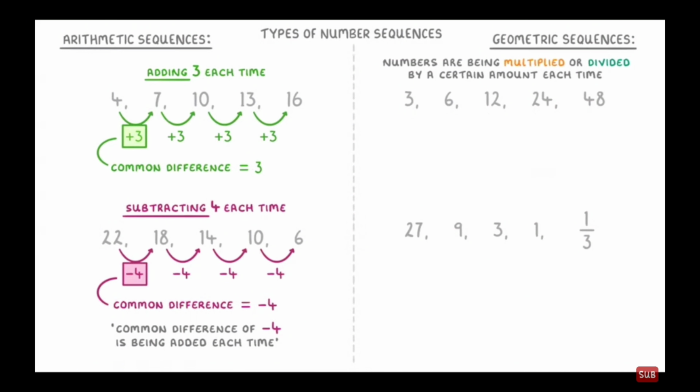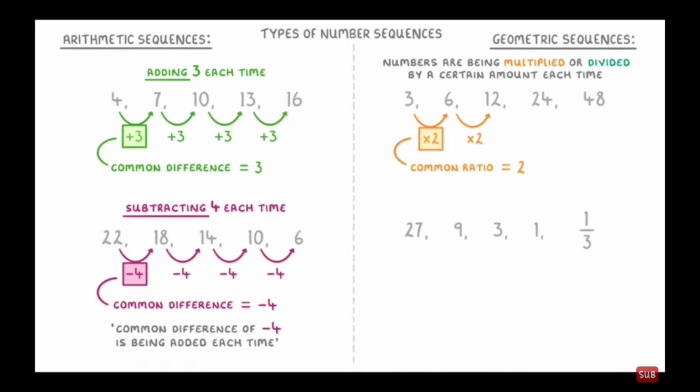To check if it's a geometric sequence, we need to instead see if it's being multiplied or divided by anything each time. To get from 3 to 6, we have to multiply the 3 by 2. And to get from 6 to 12, we have to multiply it by 2 again. So the pattern seems to be that we multiply it by 2 each time. And for geometric sequences, we call this value the common ratio, rather than the common difference. So for this example, we'd say the common ratio is 2.